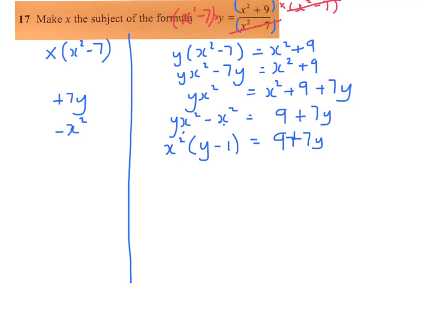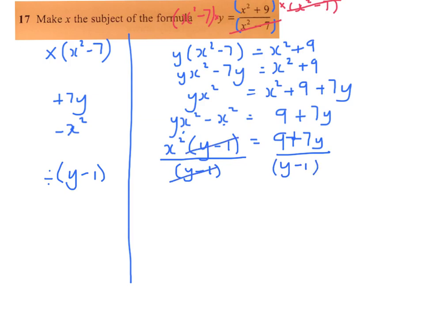So in the first case I'd have to multiply x squared by y to get yx squared, and in the second case I'd have to multiply x squared by minus 1 to get minus 1x squared. Now I can divide both sides by y minus 1. So divide the left hand side by that. Divide the right hand side by that, and again they'll cancel out on the left hand side. So we're nearly there now.